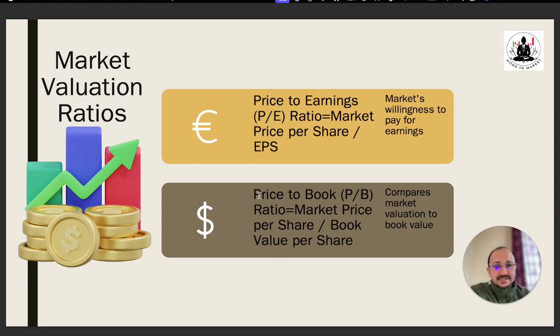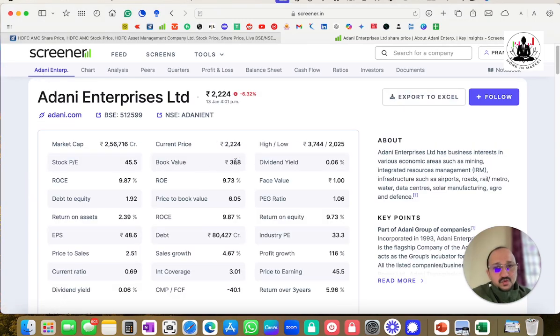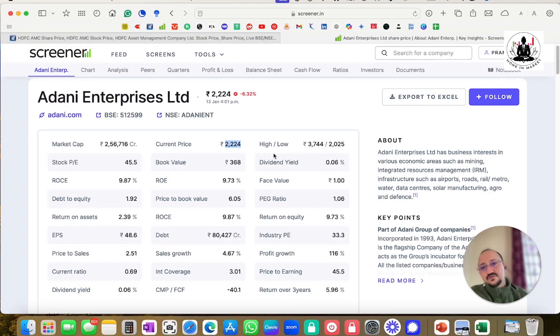Next is the price to book value ratio. This is something we had already discussed, market price to the book value. So if there is a huge gap between these, means if this ratio is very high, it means you are buying the stock at a very high valuation. So both the values should be as low as possible. Let me give you an example.